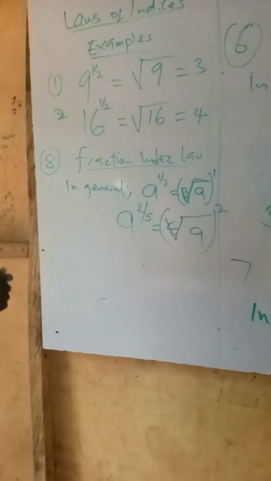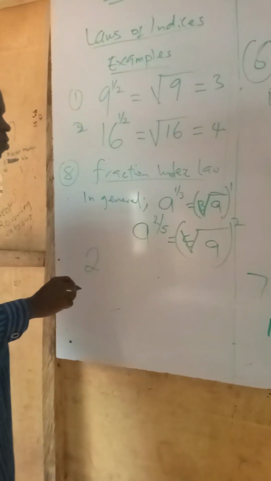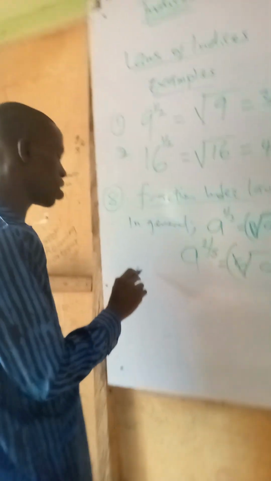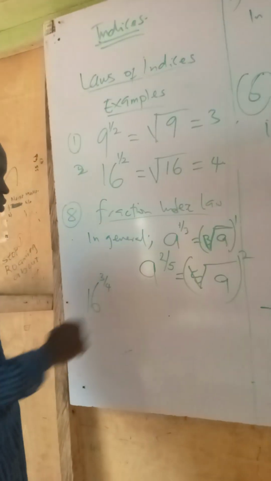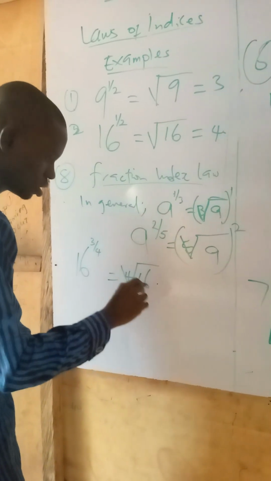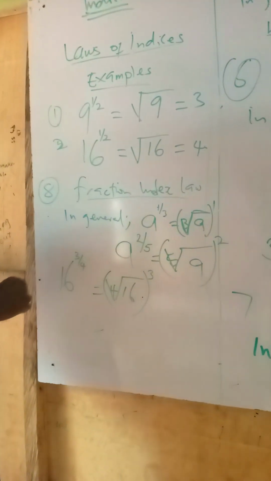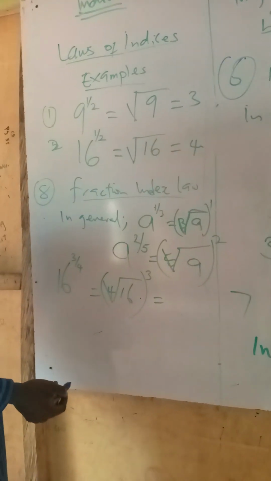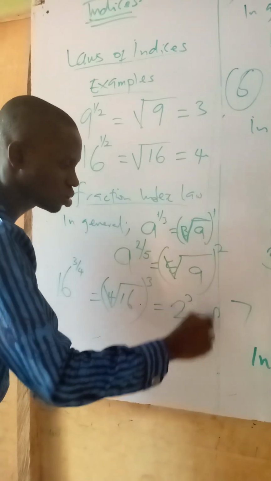So let's say we have 2 raised to the power of 3 over 4. This will give us the fourth root of 16, all to the power of 3. And of course, we know the fourth root of 16 is 2. That will be 2 raised to the power of 3, which gives us 8.